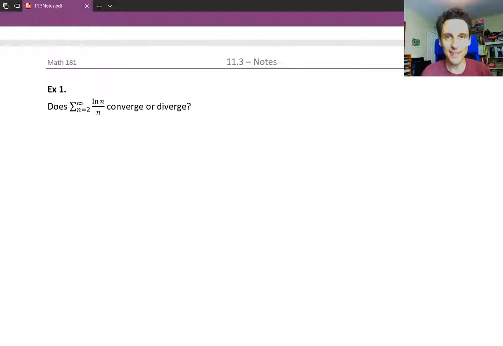Hello and welcome back. In example 1, we're looking at: does the series n equals 2 to infinity of ln n over n converge or diverge? Let's use the integral test to find out.